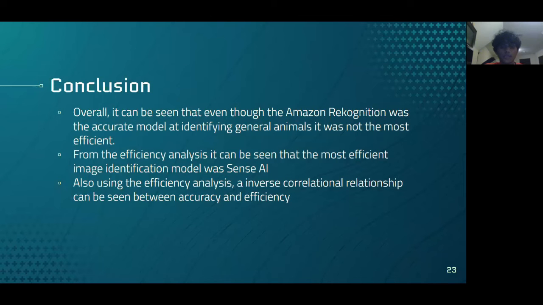Overall, it can be seen that even though Amazon Rekognition was the most accurate model at identifying general animals, it was not the most efficient. From the efficiency analysis, it can be seen that the most efficient image identification model was Sense AI, while Amazon Rekognition was the least efficient. This discrepancy in efficiency is caused by the large number of training images used by Amazon Rekognition. Also, using the efficiency analysis, an inverse correlation can be seen between accuracy and efficiency.